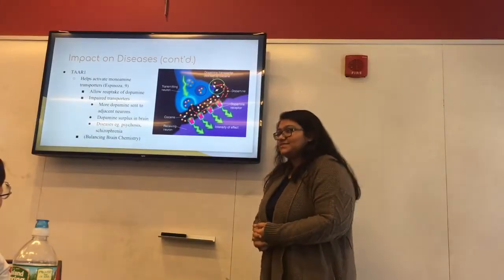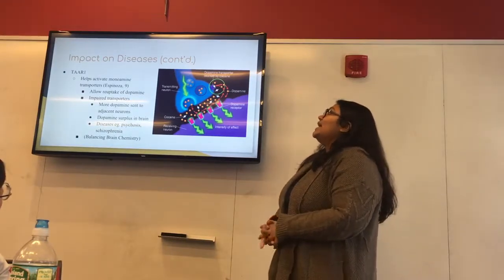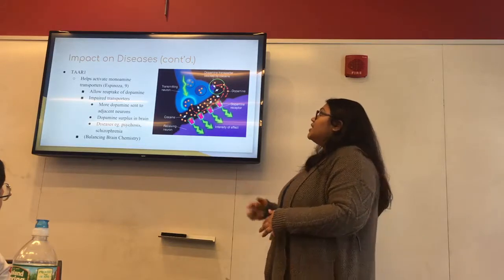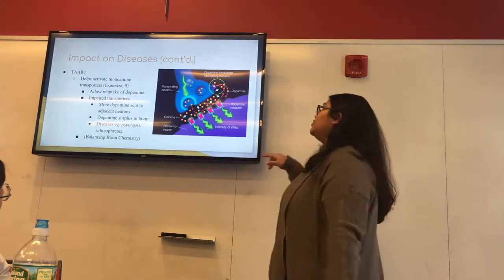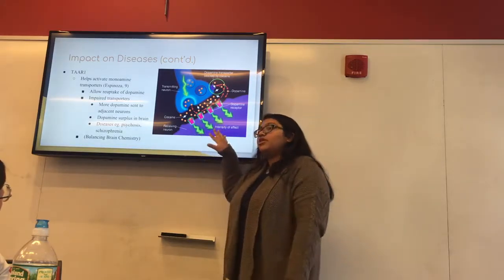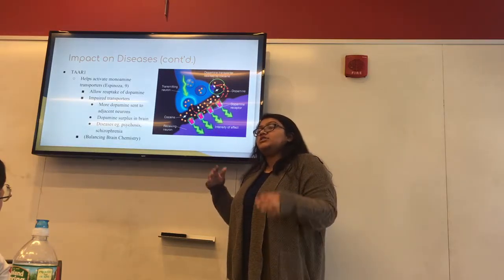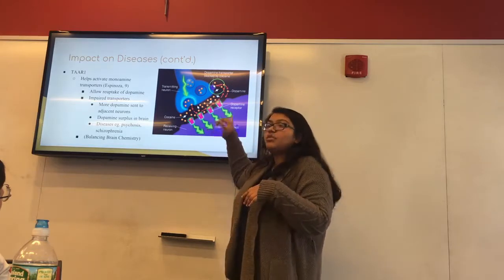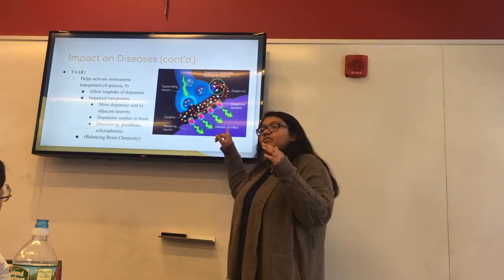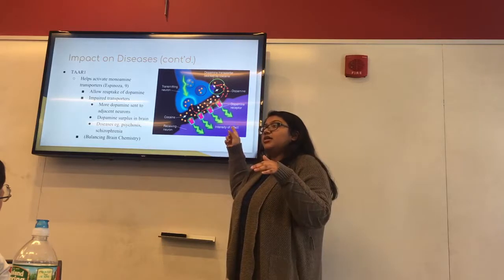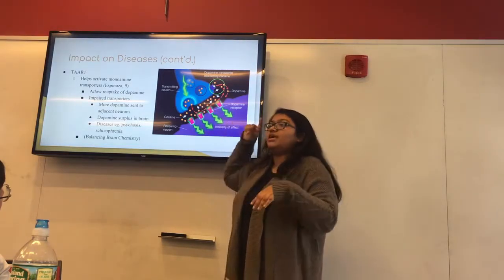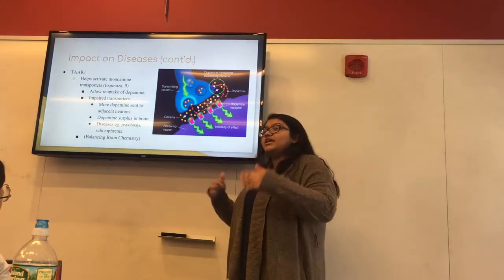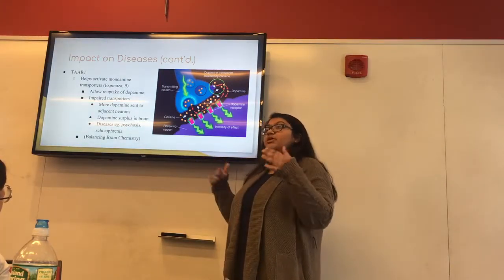Impact on diseases. So basically, as I said before, TAAR1 helps activate these monoamine transporters, right? So it allows for the reuptake of dopamine. Once these transporters allow dopamine to enter the synaptic cleft and be received by this neuron, the second neuron will take some of the dopamine, but some of it will not be taken up. So it has to be retaken up by the first neuron, which fired in the first place, in order to regulate your dopamine levels and make sure that you don't have a buildup of dopamine.